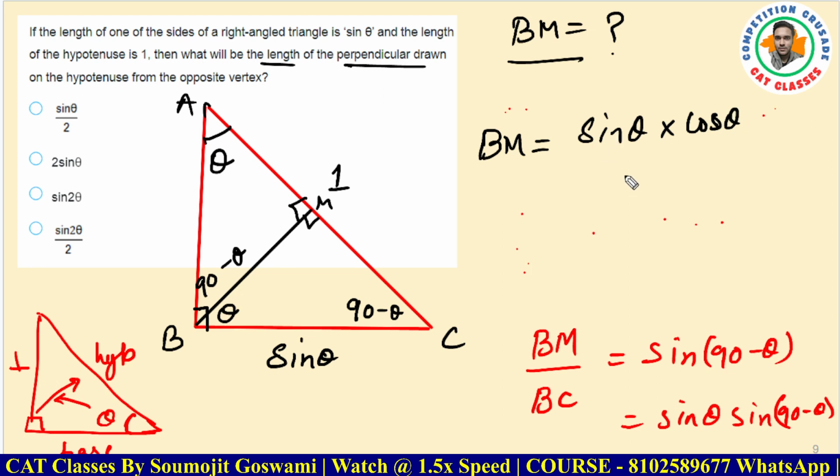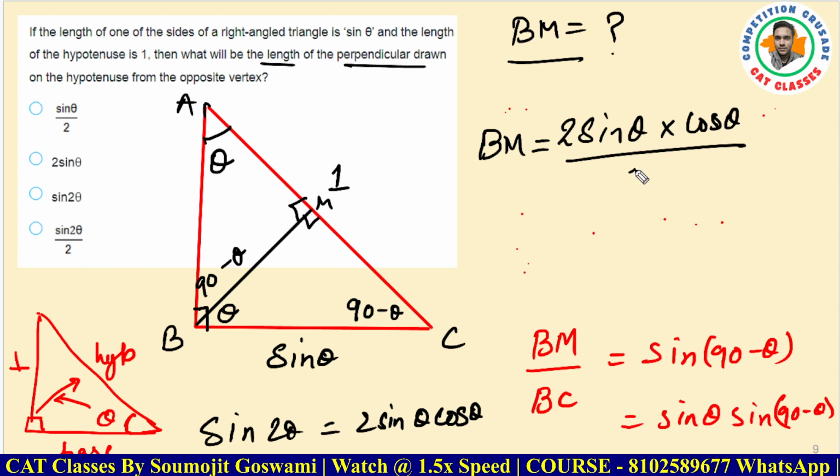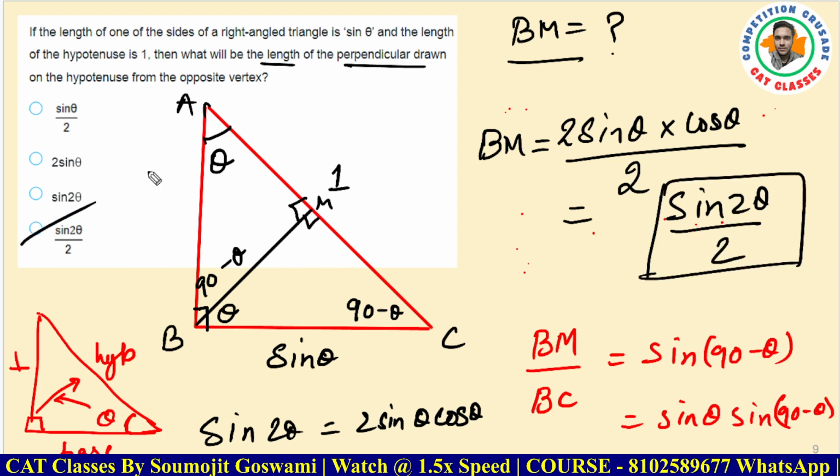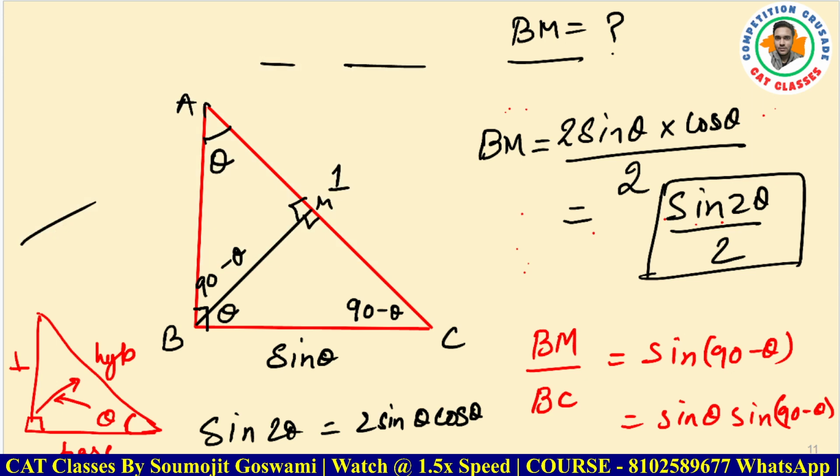Do you remember that sin 2 theta is 2 sin A cos A? This is a property: sin 2 theta is 2 sin theta cos theta. I don't have a 2 over there, so I'll multiply by 2 and I'll divide also by 2. 2 sin theta cos theta is as good as sin 2 theta by 2. This is the answer. Sin 2 theta by 2 will be the answer. It was a good question, a difficult question. Let's look into the last question.